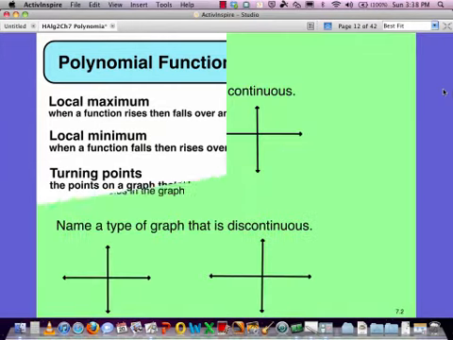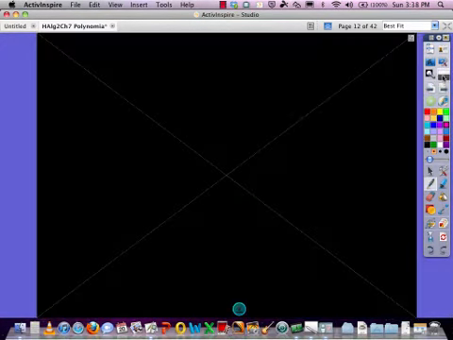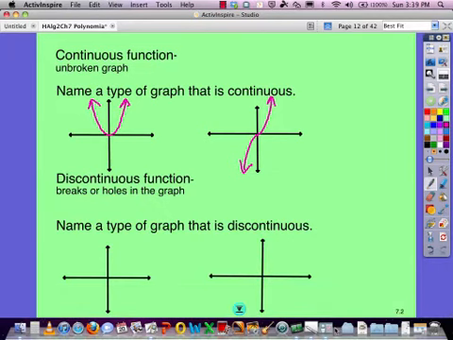So knowing that, we want to talk about a continuous function. If we just focus on the one first, a continuous function is a graph that goes on with no stops, no breaks, an unbroken graph. We've done several already. Our quadratic is a continuous function. Our cubed graphs are continuous. There are no holes, no breaks, they keep going. Both are good examples. Versus a discontinuous function, which has breaks or holes in the graph.